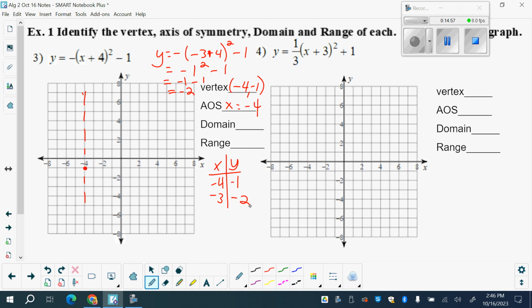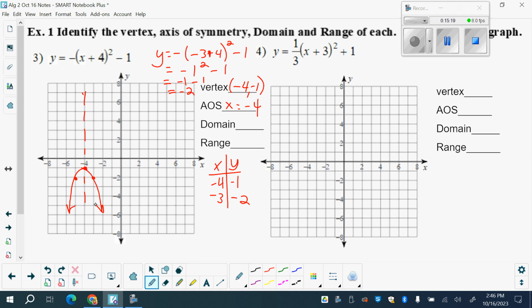Okay, so -3, -2, and then we reflect that point over that axis of symmetry. One to the left, so we're going to go one to the right. One to the left, one to the right. And there's your graph.